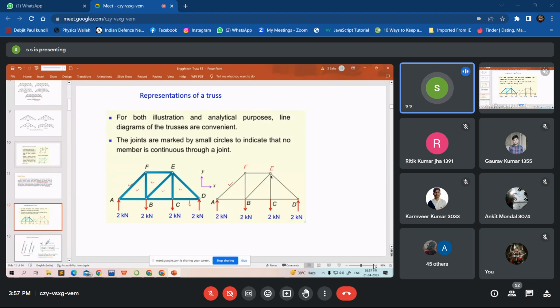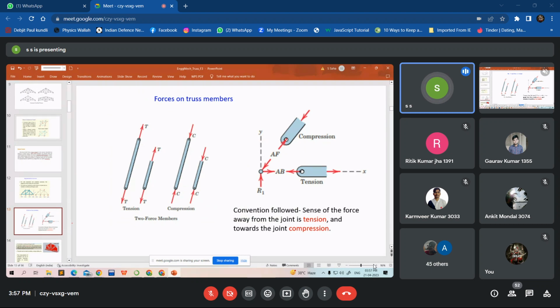Now something you have to understand. If you don't understand, you can stop me and I will try to explain more. See, this is a two force member because there are only two forces acting, one at one end and the other at the other end. There are no other forces acting in a truss. Where you have these forces which are collinear, there can be two types of forces. One is tension, which is stretching the member, and one is compression, which is compressing the member. So this is how it is represented.